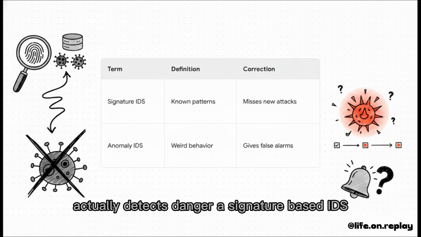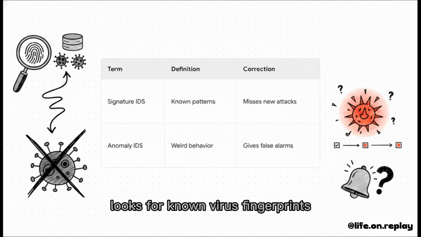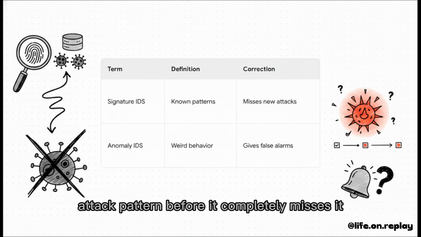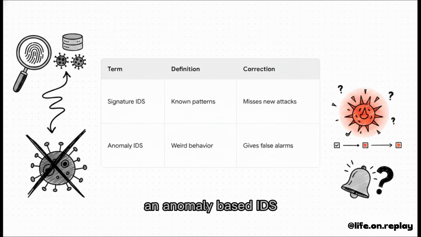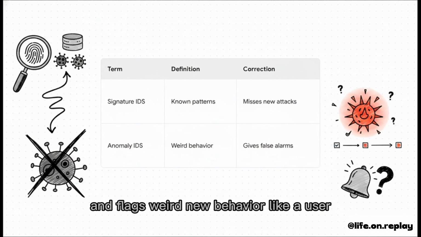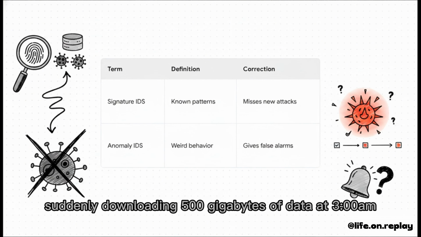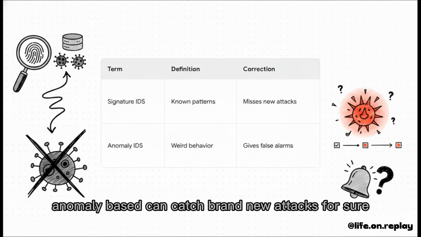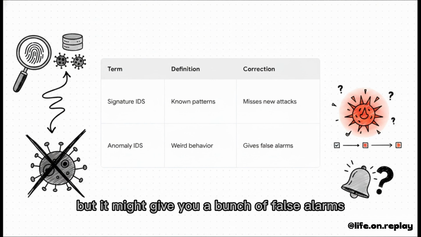Let's wrap up our terms with the two ways an IDS actually detects danger. A signature-based IDS looks for known virus fingerprints, kind of like an old-school antivirus. If it hasn't seen the exact attack pattern before, it completely misses it. An anomaly-based IDS, on the other hand, learns what normal looks like and flags weird new behavior, like a user suddenly downloading 500 gigabytes of data at 3 a.m. The trade-off? Anomaly-based can catch brand new attacks for sure, but it might give you a bunch of false alarms.